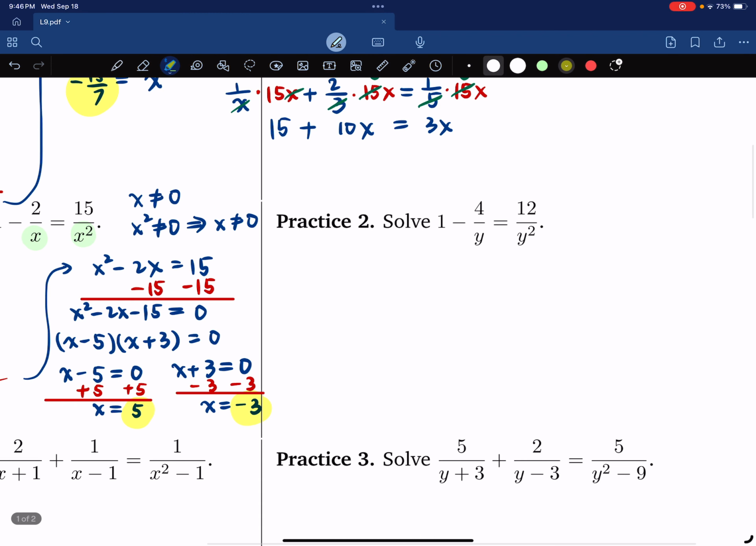Okay, let's use practice 2 as a practice. I'm going to give you the solution so you will check, see if you get it right. For this one, y could be 6 or y could be negative 2. So we have two potential solutions.